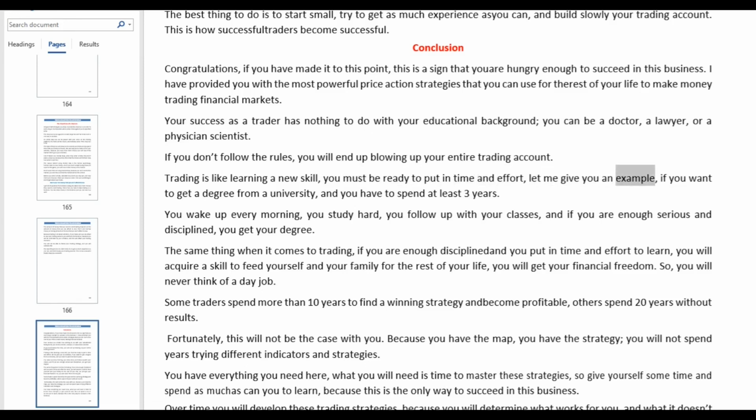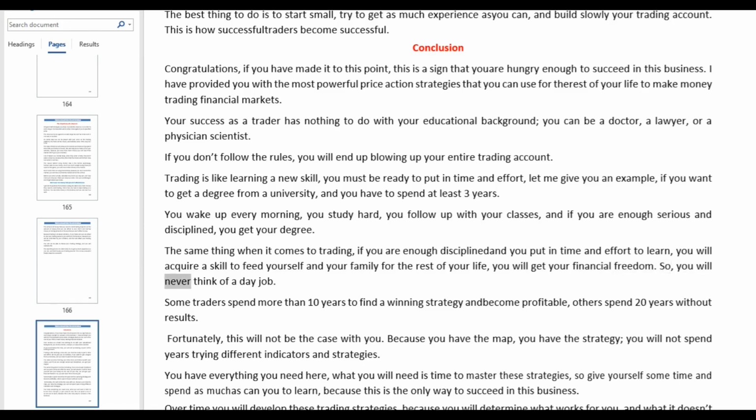Let me give you an example. If you want to get a degree from a university, you have to spend at least 3 years. You wake up every morning, you study hard, you follow up with your classes, and if you are serious enough and disciplined, you get your degree. The same thing applies when it comes to trading. If you are disciplined enough and you put in time and effort to learn, you will acquire a skill to feed yourself and your family for the rest of your life. You will get your financial freedom.